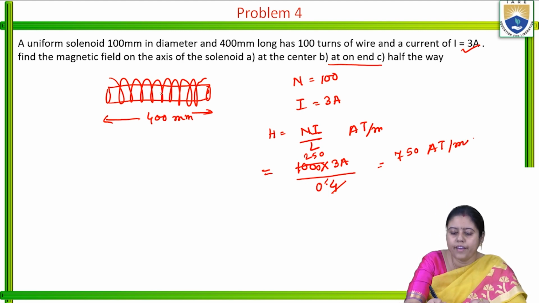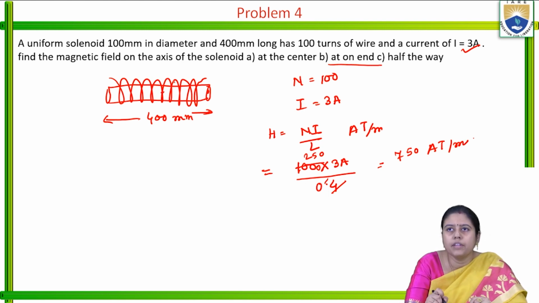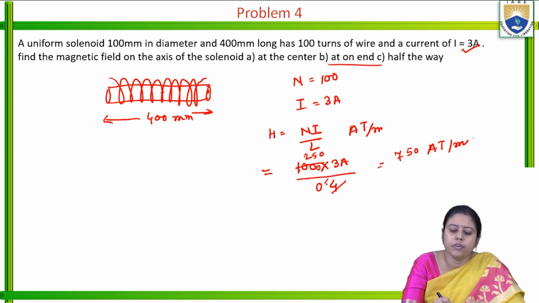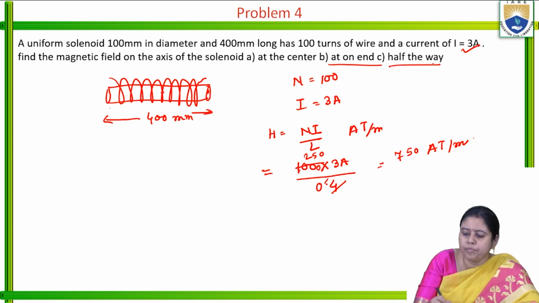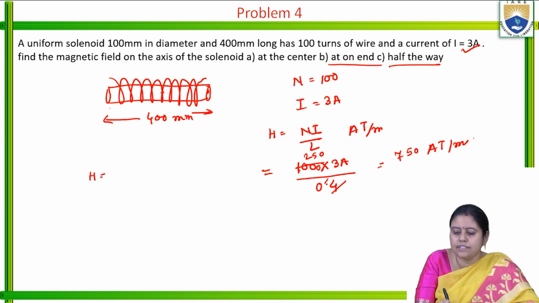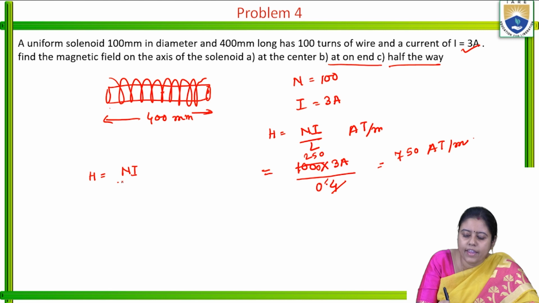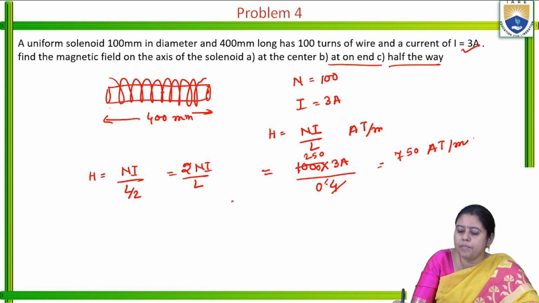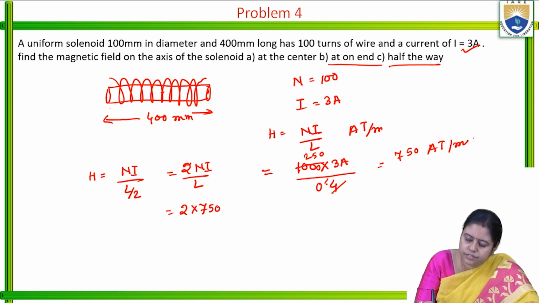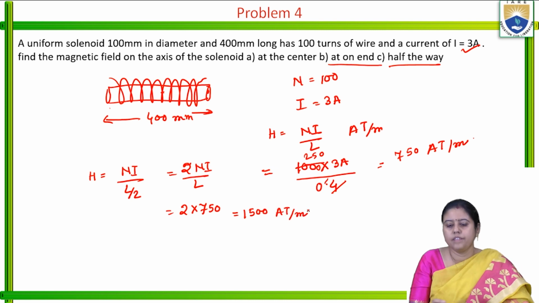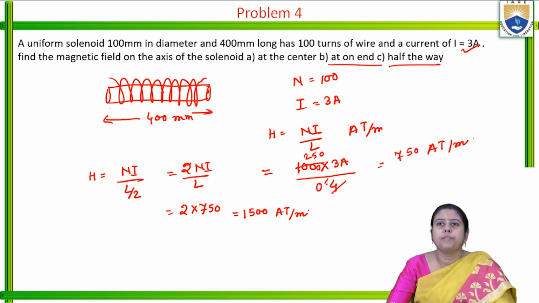At the halfway. What is the meaning of at the halfway? At the halfway means when the length is half. So at the halfway, H is equal to Ni by L by 2. So it will come 2 Ni by L. Ni by L we already got as 750. So we will get 1500 ampere turn per meter.